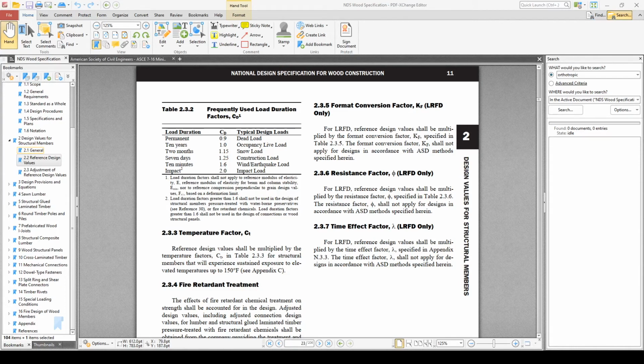And if we look here at footnote 2, as we discussed in the theory video, load duration factors greater than 1.6 shall not be used in the design of structural members pressure treated with waterborne preservatives or fire retardant chemicals. That's not really applicable here. If I had something that was being designed for soil contact, it probably would. But what is important is that load duration factors greater than 1.6 shall not be used in the design of connections or wood structural panels.